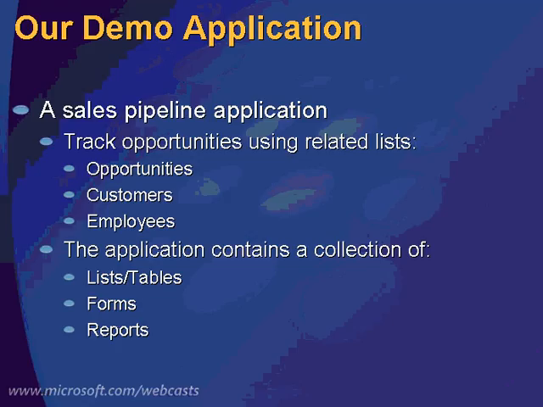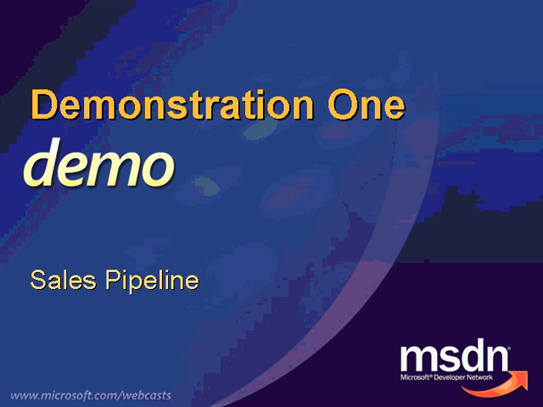The demo application we'll create is going to be a sales pipeline. It tracks opportunities for sales that are going on. We have opportunities, customers, and employees. What the Access application really consists of is a set of tables that have columns. In SharePoint, we call those lists. There are also forms and reports that Access then allows us to work with.